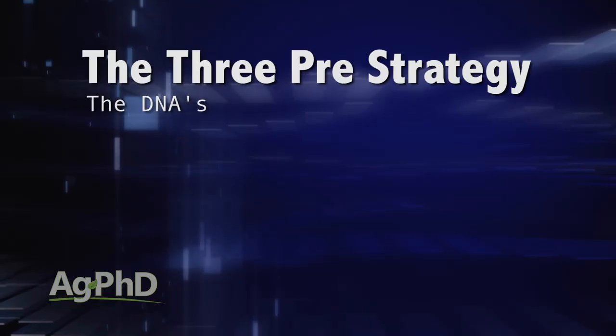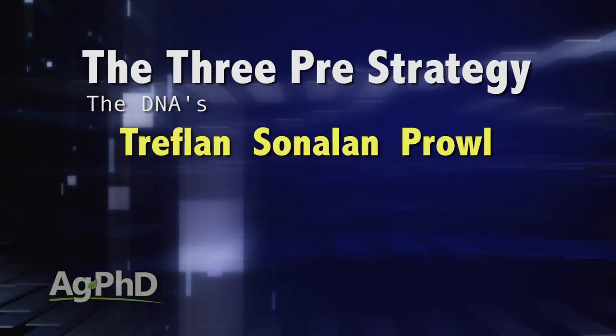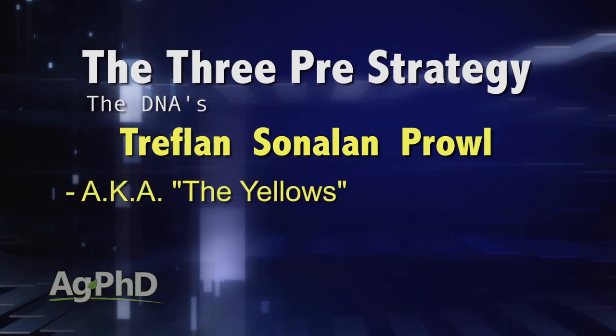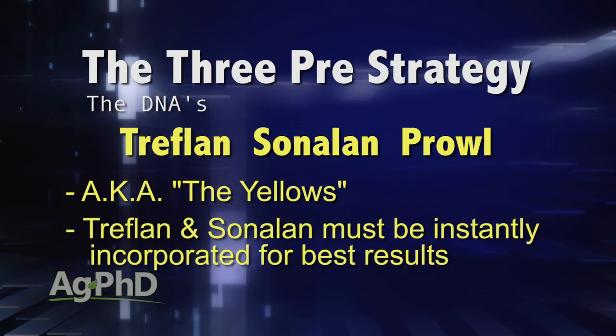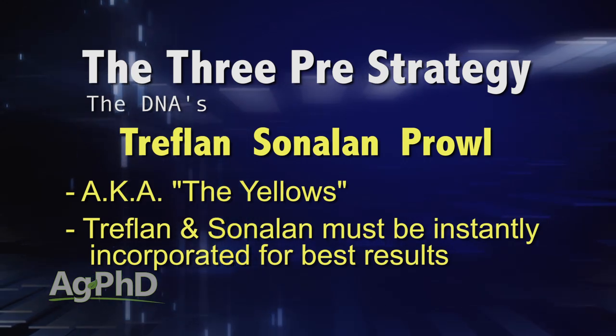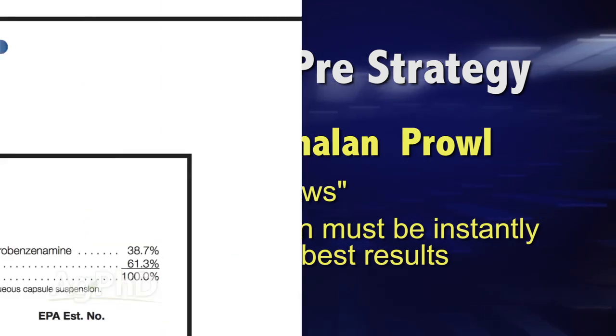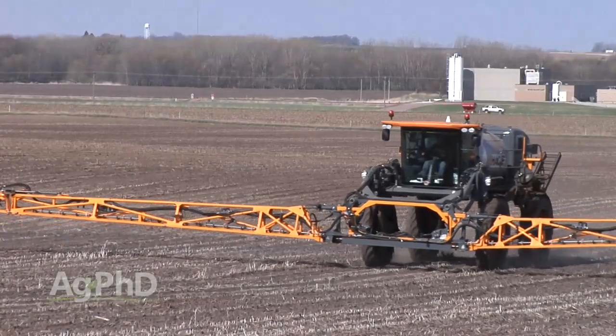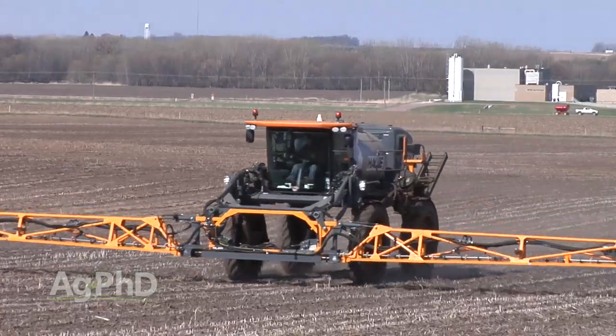So first of all, we've got the DNAs. We've got your Treflan, Sonlan, or Prowl option. Now these are a lot of times known as the yellows because they are yellow. And when we think about Treflan and Sonlan, they have to be instantly incorporated if you want to get the maximum out of those products. Then when it comes to Prowl, if you're in no-till or you just want to do a one-pass, real light tillage, Prowl would be a great product for you. We use a lot of Prowl on the farm here.